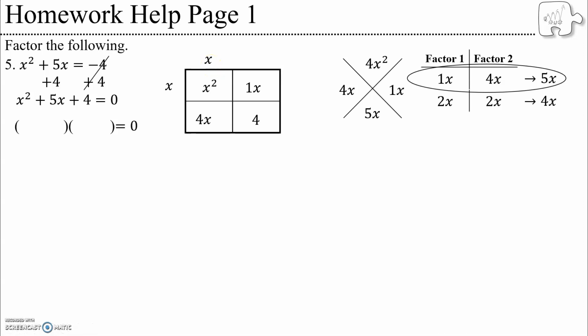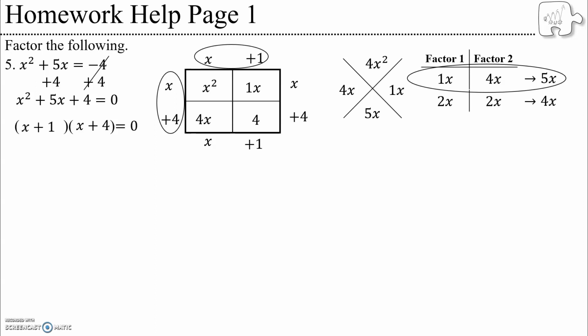So now, we could drop it down and across. x times what is 1x? Positive 1. Drop it down. 1 times what is 4? 1 times 4 is 4. Drop it across, so we got our length and our width. x plus 1 and x plus 4.